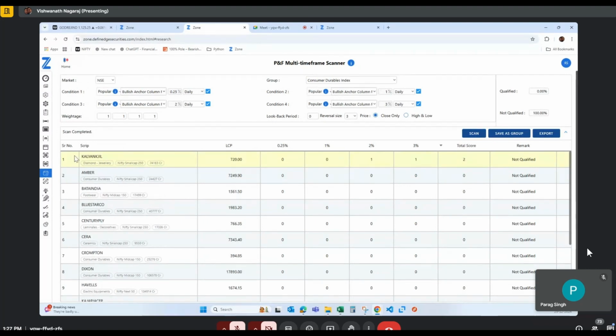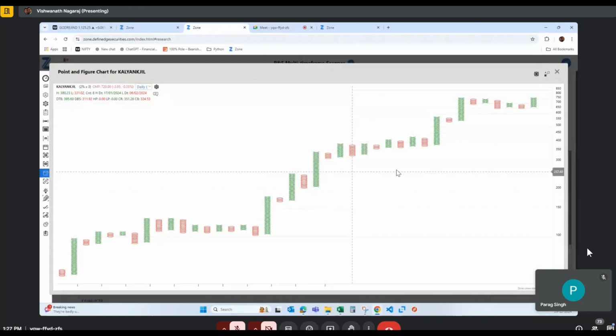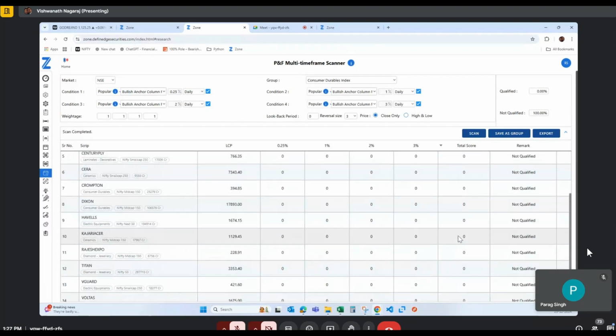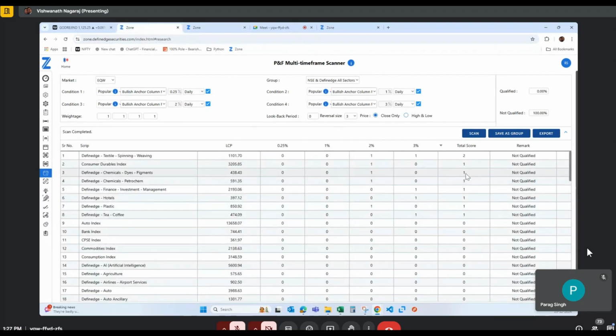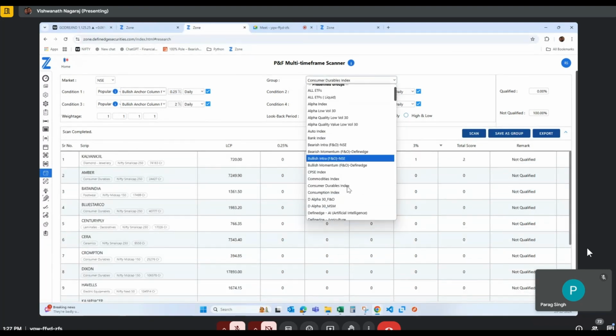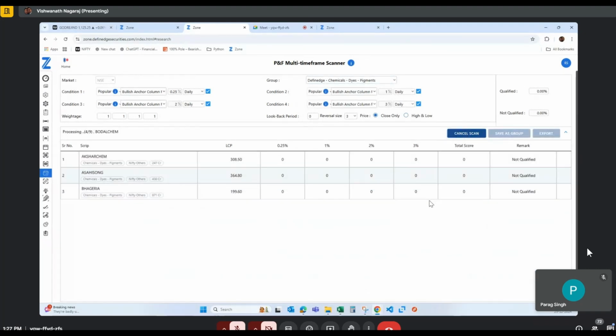I'm out of this. Kalyan Jewellers at 2 and 3%. This is a 45-degree ABC breakout. It's a good breakout, no problem. That's it. There's only one stock. What is next? Take another. Chemicals, dyes and pigments. Done, over. Like this, I can be done in probably half an hour, 1 hour, and my chapter is closed.